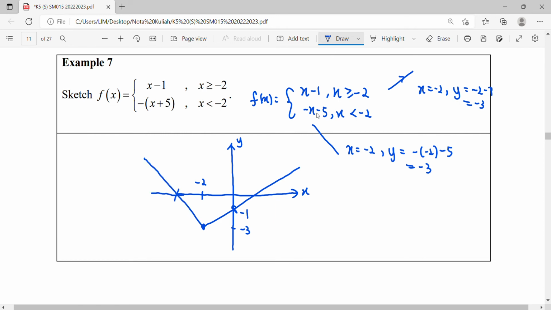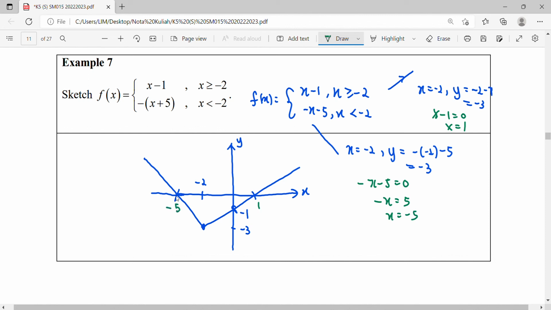So what is our x-intercept? What is our x-intercept for the first graph? We have to calculate it: I will let y equal 0. So x minus 1 equals 0, x equals 1. This is the x-intercept for the first graph. Meanwhile, for the second graph on the left-hand side, I will let -x minus 5 equal 0. So -x equals 5, so x equals -5.